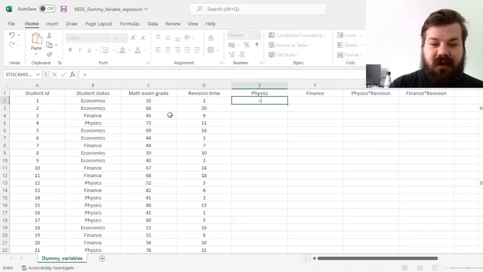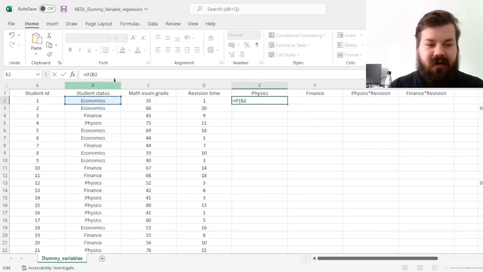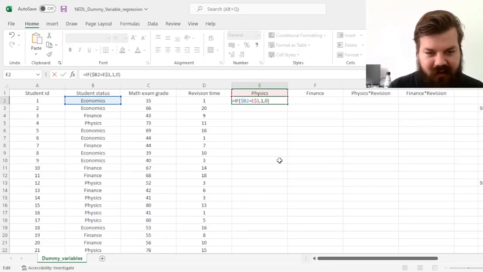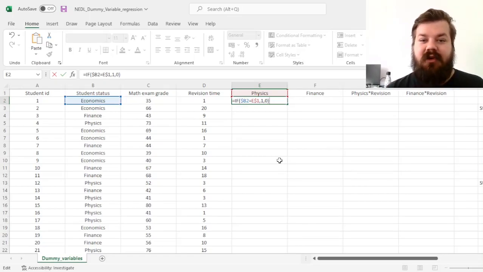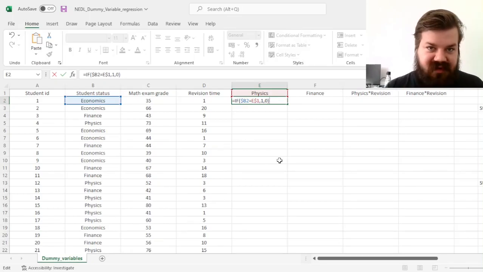Keeping that in mind, we can use the IF function referring to the student status categorical variable, locking the column here as we might want to drag it across. So if it equals the value that we've got here at the top in the heading, and this means that we need to lock the row, if that is the case, our dummy variable is equal to 1 and 0 otherwise. And that's the key with dummy variables. Those are 0 and 1 variables that basically answer a question. 1 is yes and 0 is no.